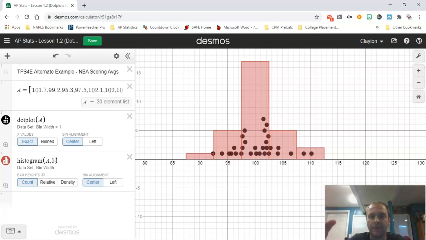It is mound shaped, bell shaped. The center looks like it's in the bin from 97.5 to a little bit less than 102.5. For the spread, I can see the beginning and the end, but I would really go to the table and calculate what the range is from the table. And then the outliers, I don't really see any outliers. I don't see any bins without any values inside of them.